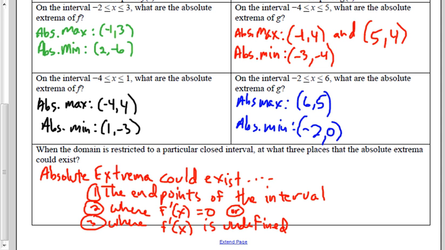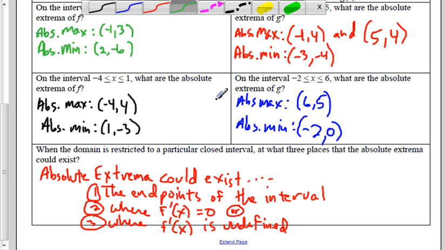Okay, so down at the bottom, when the domain is restricted to a particular closed interval, at what three places could the absolute extrema exist? Those absolute extrema can exist at the endpoints, where the derivative is 0, and where the derivative is undefined. And this is going to lead to, on the bottom of page 2, the extreme value theorem.